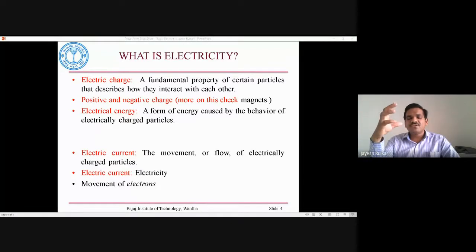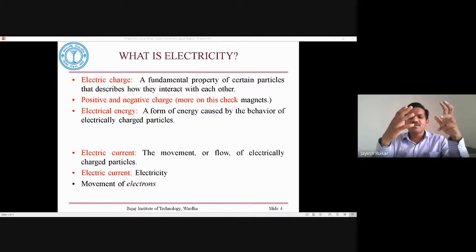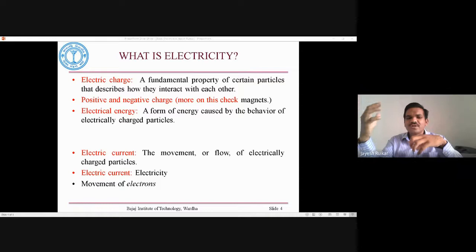If you look at a magnet, it has two poles, north pole and south pole. If you place the north pole of a bar magnet near the south pole, you will find that the magnets attract each other. And if instead you place a north pole near a north pole, you can observe that the magnets repel each other.